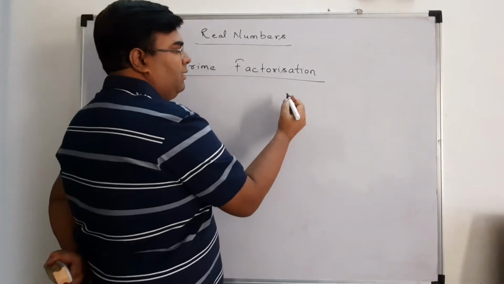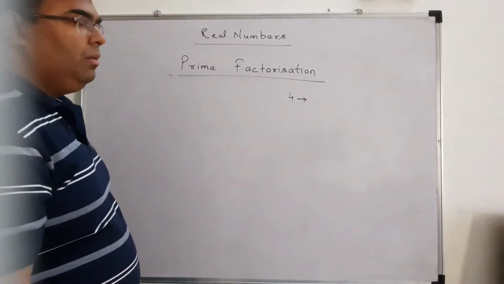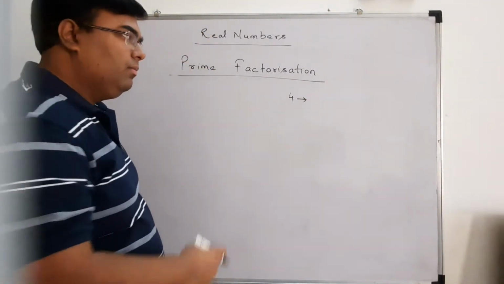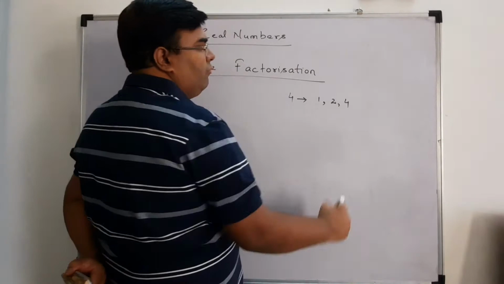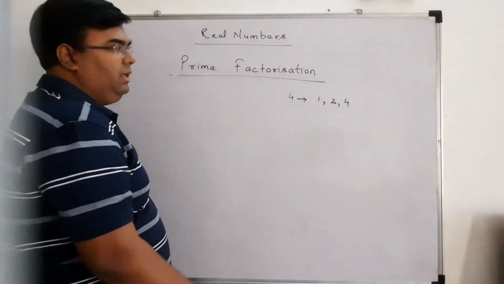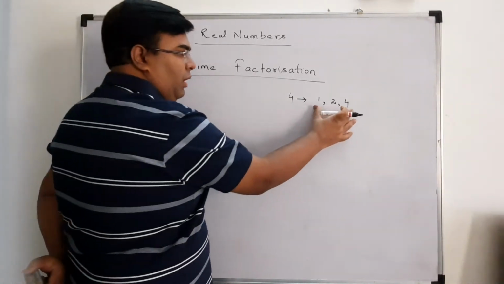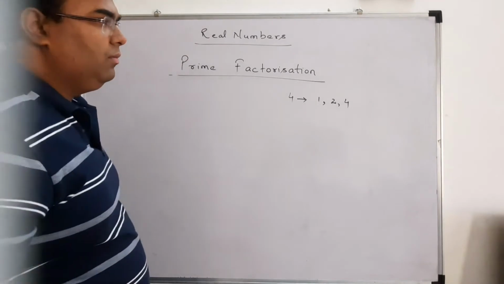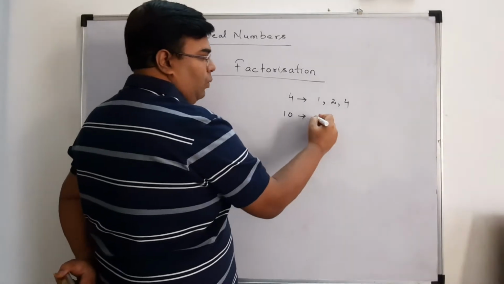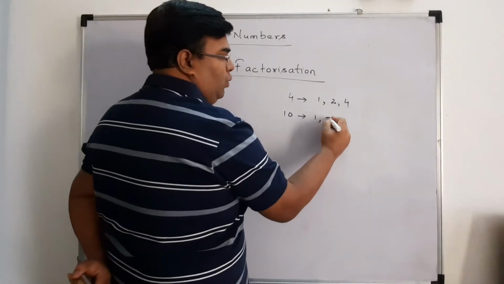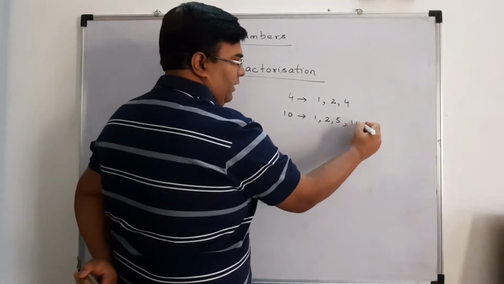Suppose let us take a number 4. Right? Now, the numbers which can divide 4 are what? 1, 2 and 4. Right? These three numbers can divide this 4. So, these three numbers are called factors of 4. Right? Take another number. Let us say 10. Okay. 1 can divide 10. 2 can divide 10. 5 can divide 10 and then 10.